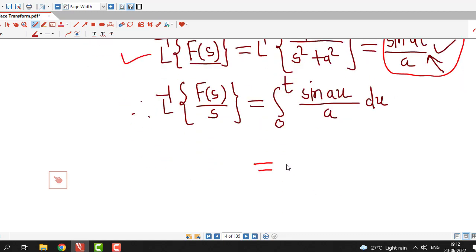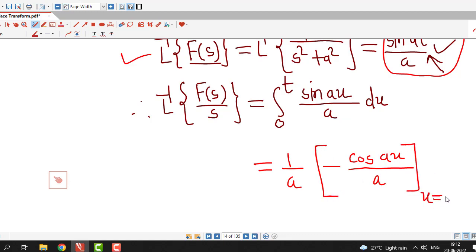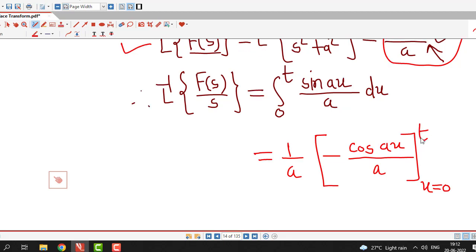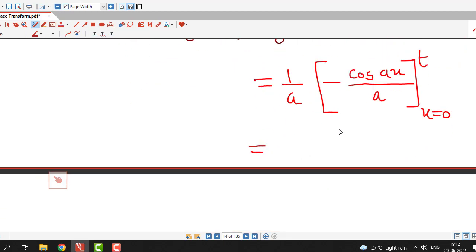Now this is equal to, 1 by a is constant, integral of sine function is minus cos a into u divided by coefficient of u, which is a, and limits of u are from u equal to 0 to t. This we can again rewrite as, we can take minus 1 by a outside, so we have minus 1 by a square, and we write cos a u, and then we will put limits u equal to 0 to t.